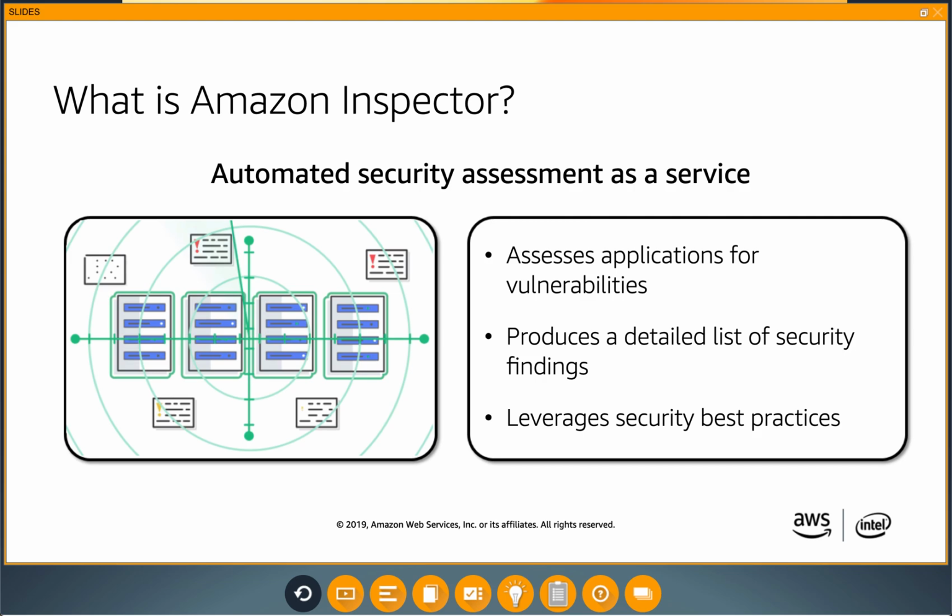It automatically assesses applications for vulnerabilities or deviation from best practices. After performing the analysis, Inspector will produce a detailed security finding report, which is accessible from the AWS Inspector console or via an API. Amazon Inspector includes a knowledge base of hundreds of rules mapped to common security best practices, and these rules are regularly updated by AWS security researchers.